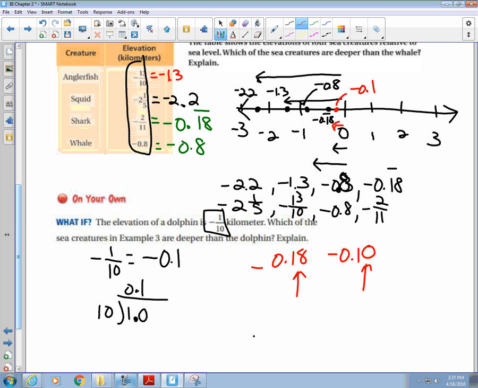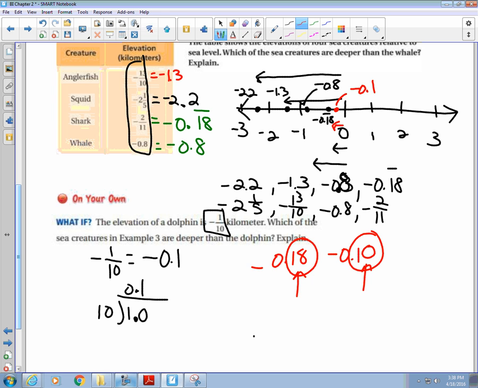But since it's negative, that means negative 18 hundredths is further to the left from 0 than negative 10 hundredths. 18 hundredths is further away from 0 than 10 hundredths is. And since it's in the negative direction, it's to the left. And that's why our point up here, where negative 0.1 is, is to the right of negative 0.18, because it's actually larger than negative 0.18. So we have to make sure that we have the same number of decimal places here and here to make an accurate comparison.